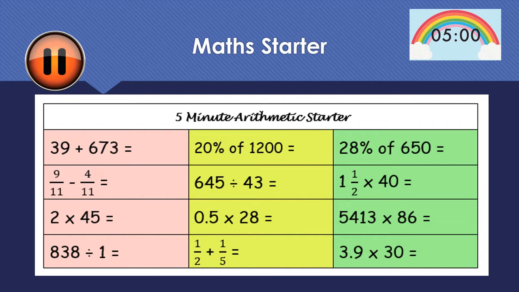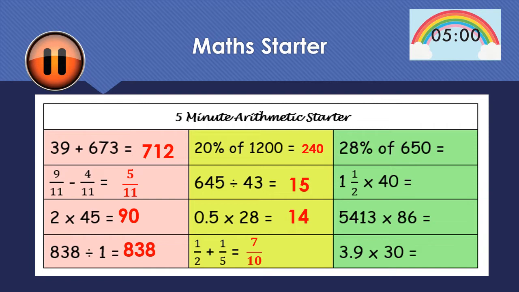Fantastic. Now let's go through the answers. So 39 plus 673, 712. 9 elevenths minus 4 elevenths is 5 elevenths. 2 times 45 is 90. 838 divided by 1 is 838. For the second row, 20% of 1,200. Well, the best way is to find out 10% and then double it. So 10% is 120, so 20% is 240.